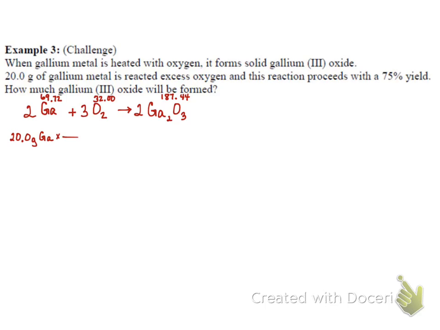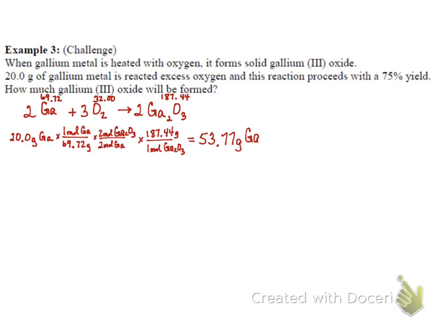So this question is a little bit different. In this one, we're told that gallium metal is heated with oxygen and it forms solid gallium-3 oxide. So the first step, you have to start with a balanced equation. So if you're not given a balanced equation, you have to write one from the information that you're given. So gallium metal plus oxygen makes gallium 3 oxide, which is Ga2O3, and then the equation is balanced, and then the molar masses of each formula is calculated.